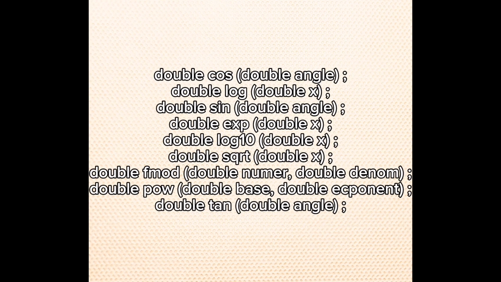For the power, double base, double exponent. The power function raises the base to a specified power. It returns the value of the base raised to the power of the exponent. For the tan, double angle. The tan function calculates the tangent of an angle given in radians. It returns the tangent value of the input angle. So these are the standard mathematical functions provided by the C++ standard, or what we call the cmath header.